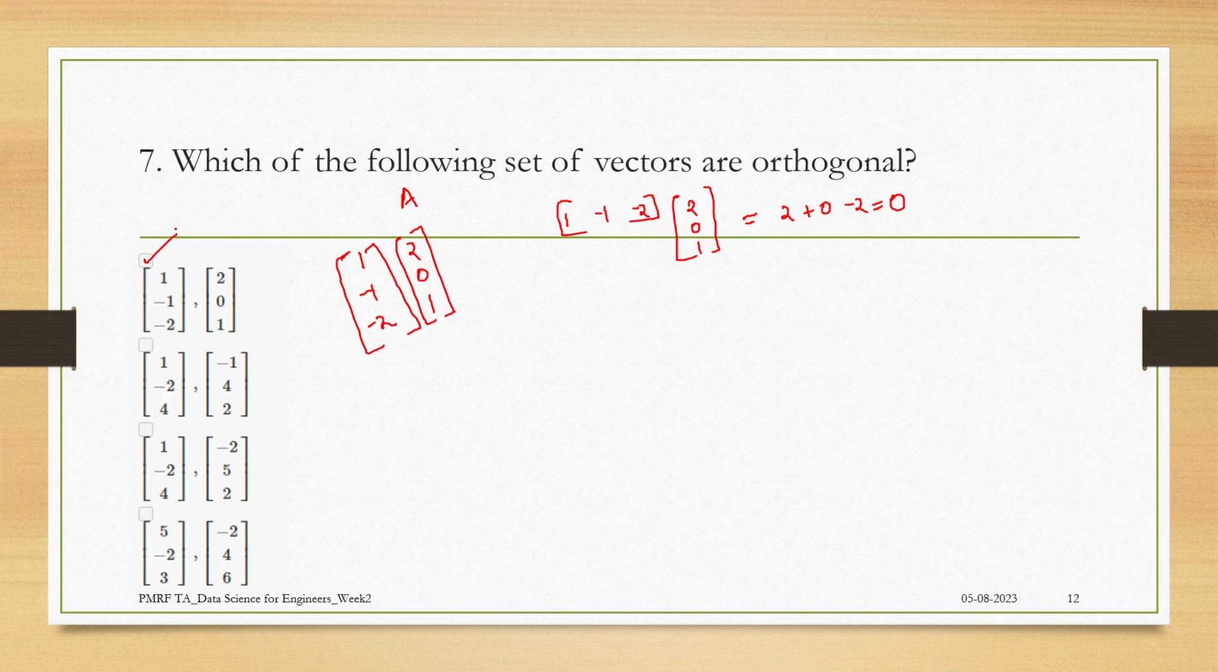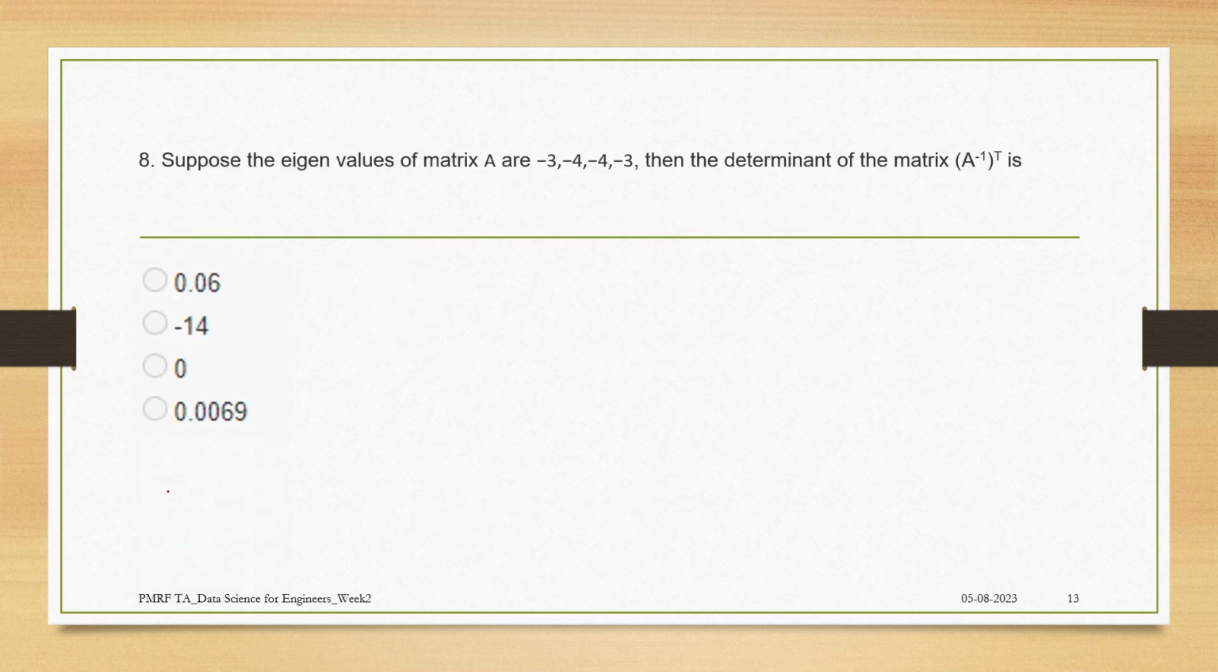Yeah, so people have already put answers. Pradnya has put 1 4, so okay, I'll just check that itself. 5, 2, 3 and minus 2, 4, 6. Okay, so this is coming like minus 10 minus 8 plus 18, that will be equal to 0. So everyone is answering 1 4. So I think that's very clear. If anyone is having doubt, I'll explain it. Okay, I think it's clear for everyone. So I'll move on to the next one.